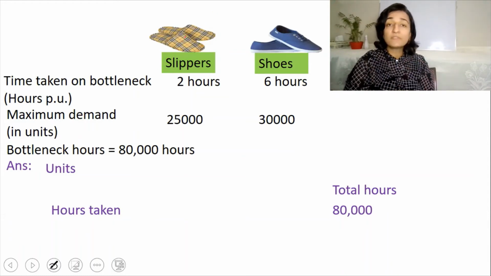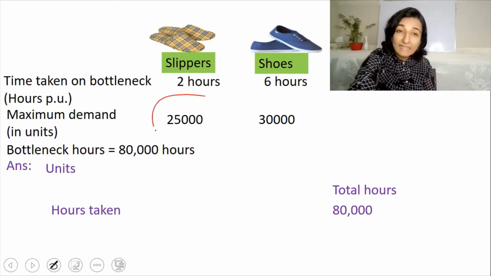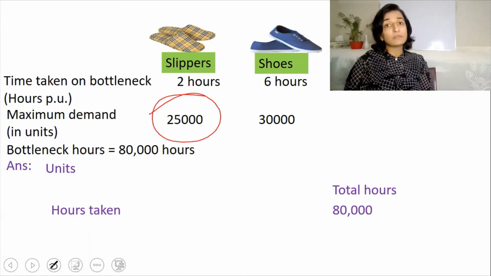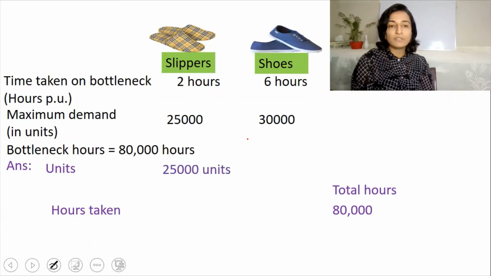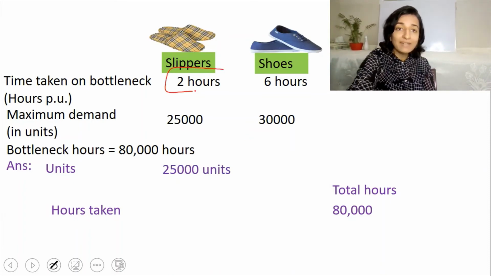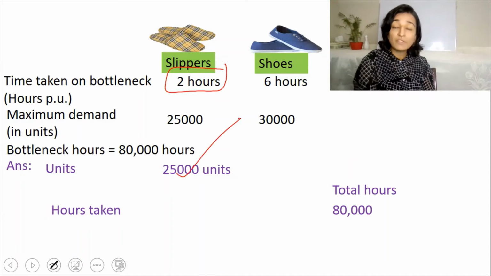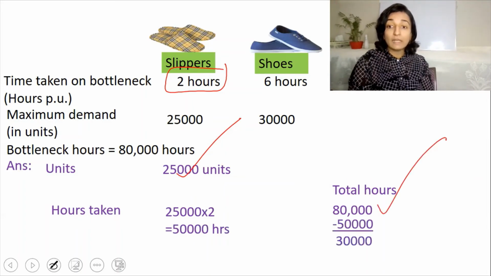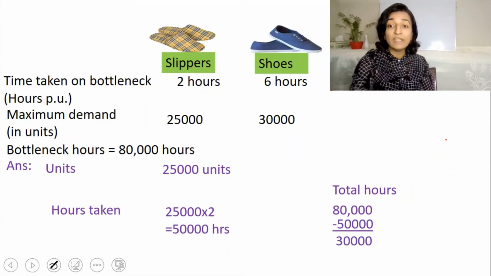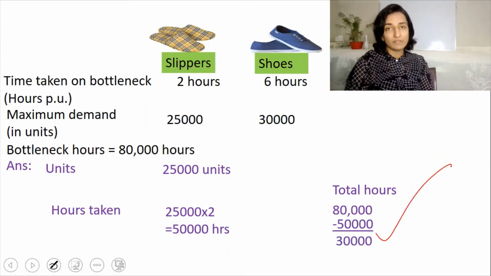Now, how many units of slippers should we manufacture? Maximum we need to manufacture only 25,000 units because that's the demand. So we will write 25,000 units are to be manufactured. And what is the hours taken? 1 unit takes 2 hours. So 25,000 units will take 25,000 into 2, or 50,000 hours. So we will reduce 50,000 hours from the total hours. And now the balance hours is only 30,000 hours.